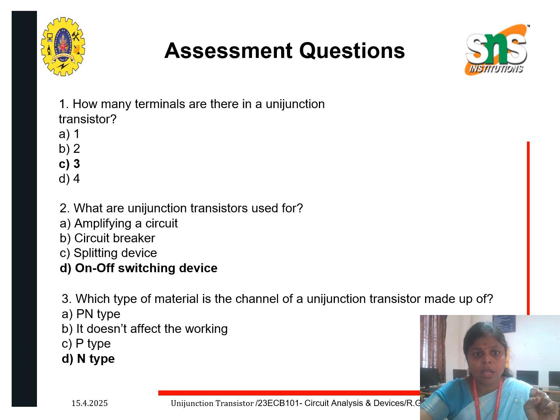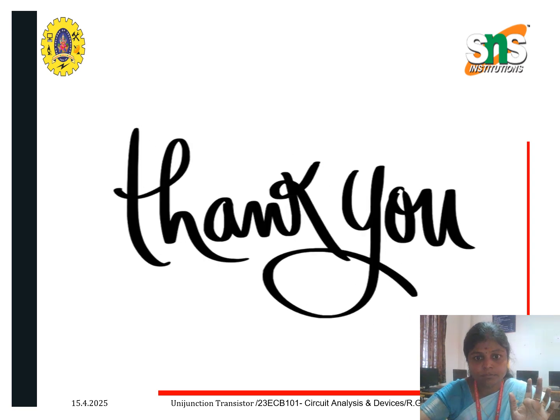Assessment questions: How many terminals are there in a unijunction transistor? We know that there are three terminals, which are emitter, base 1 and base 2. What is the unijunction transistor used for? Mainly it is used for on-off switching devices. Which type of material is the channel of a unijunction transistor made of? N-type material. Thank you.